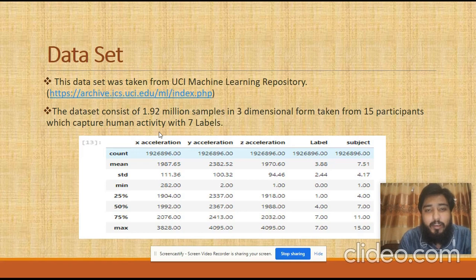The data set I have taken was taken in a closed environment of 15 participants with around 1.92 million samples. You can see I have taken the image from my code here. We have around 1.92 million instances with 7 labels, and the data is starting with minimum values. You can see we have already defined some of the outliers here. The mean and the variance of the data we will discuss later.